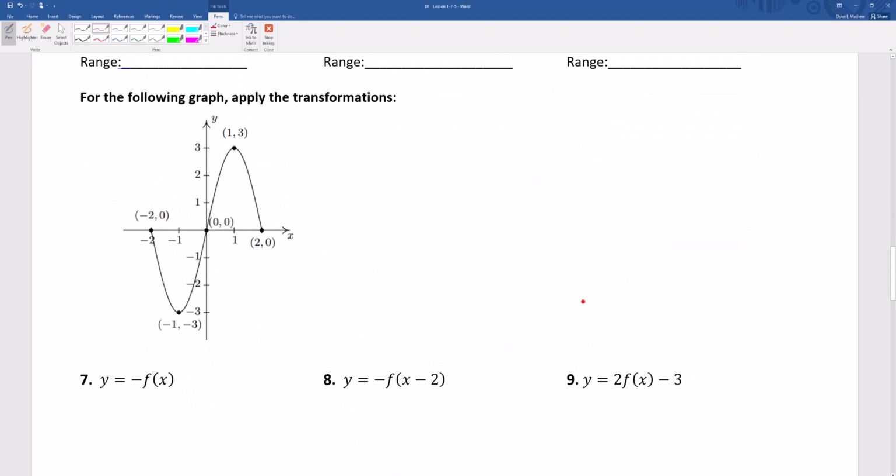So for this graph, negative f of x means all the y values, you add a negative to the y value, so that becomes positive 3. And that becomes negative 3. Those are all 0, so they stay the same, and so there's that.